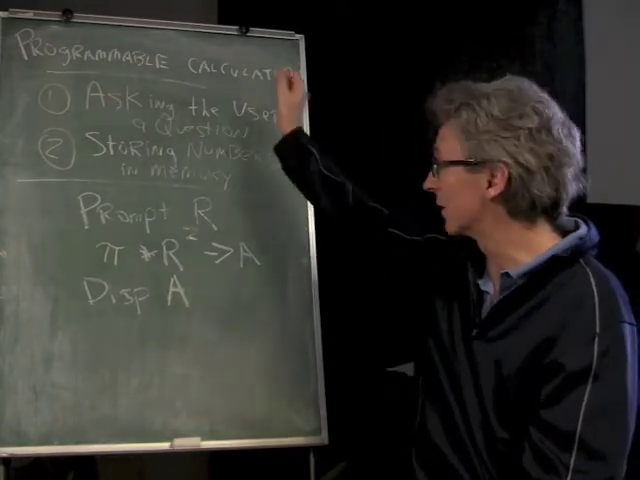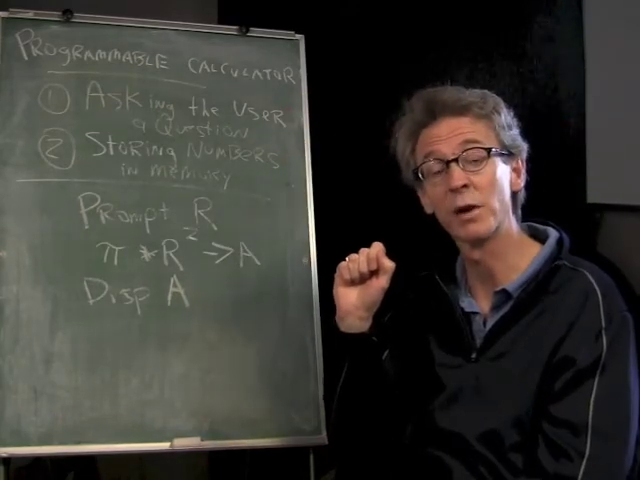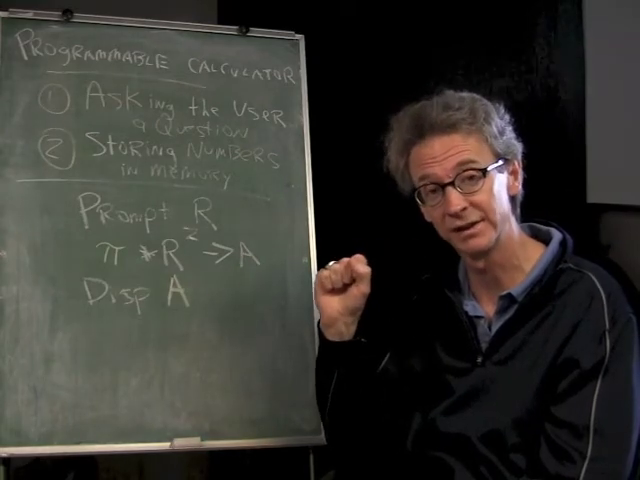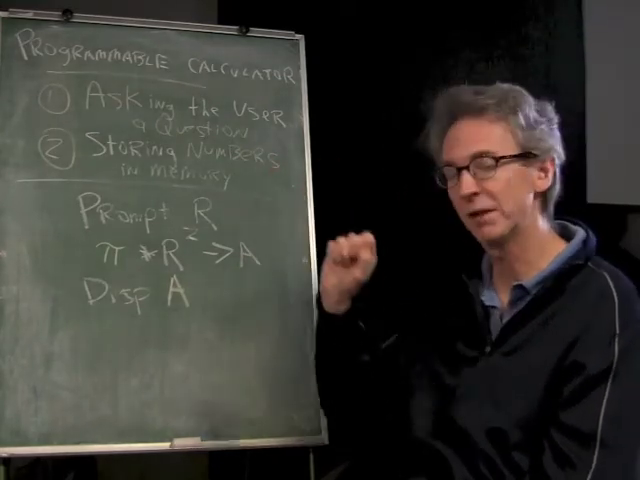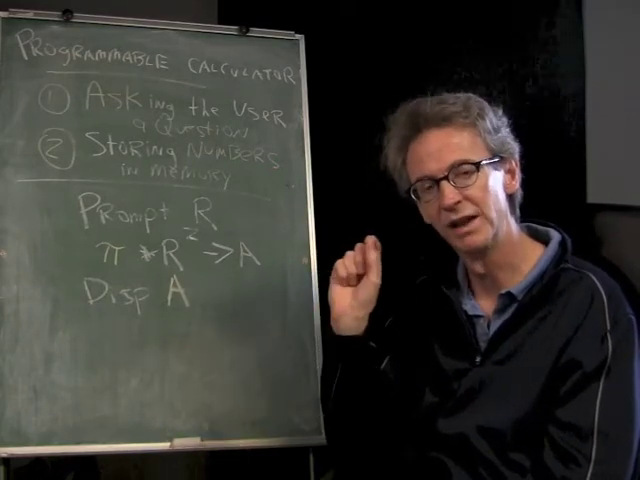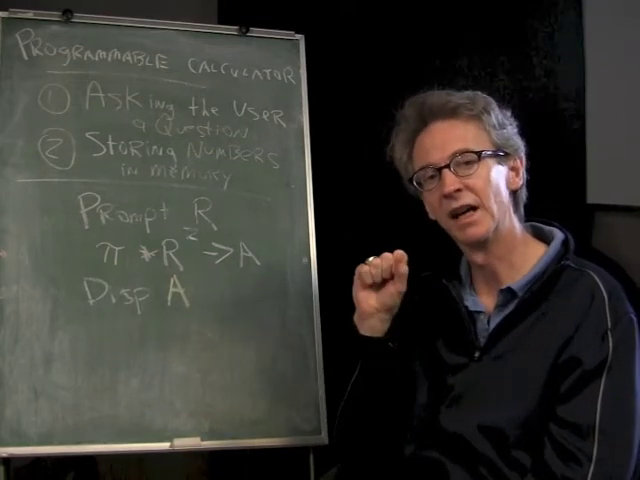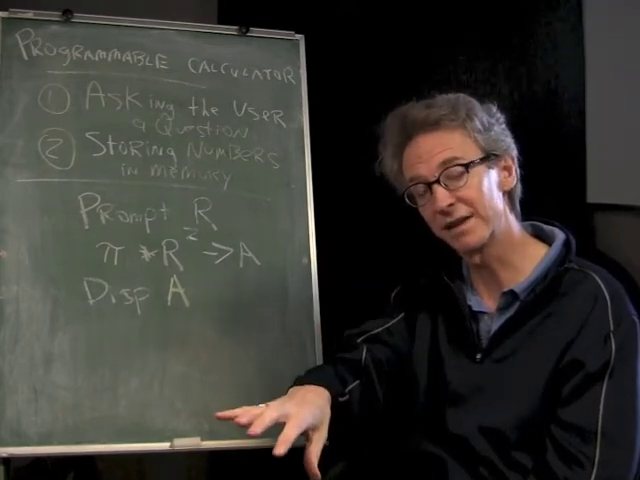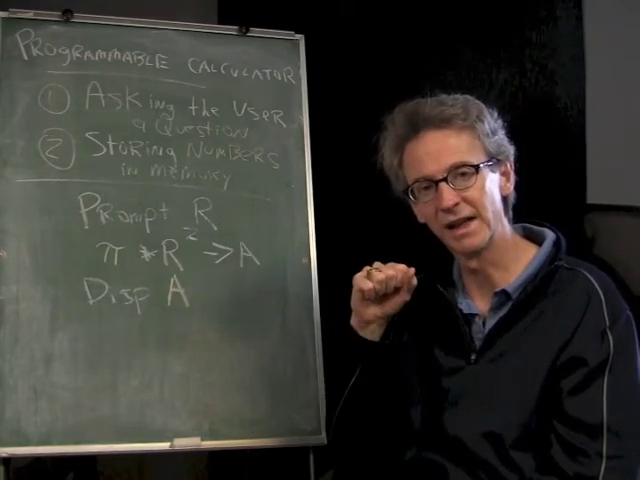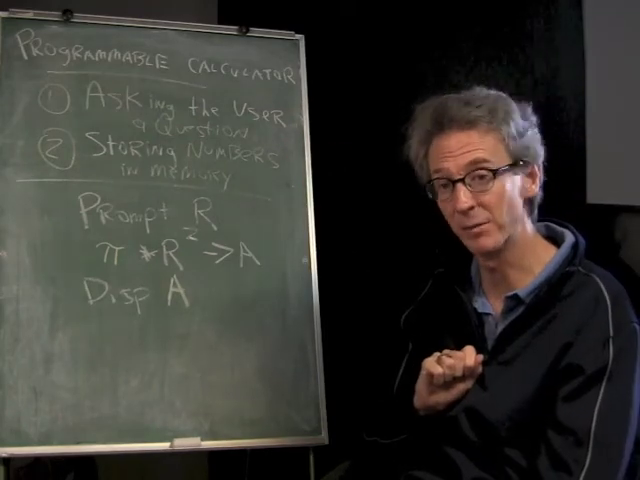But what we need to do is learn two new things today. One is how to ask the user a question. So in this case, you have to ask the user what the radius of the circle is. And the second thing we're going to learn is storing numbers in the computer's memory. After you ask the user what the radius is, you need to store it somewhere. We calculate the area and we store that somewhere. And then we show the user what the area is, the result of that calculation. So we're going to learn asking the user questions and storing numbers in memory.